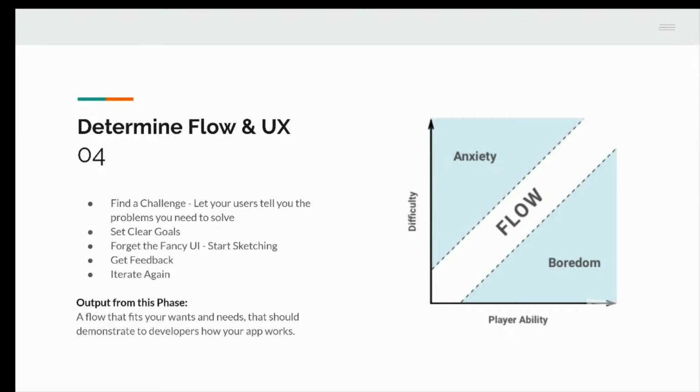After you use this feedback, iterate again, do it again, fix what you were told you should fix, come up with maybe new ideas, and integrate them into your flow and user experience, and again get feedback, and so on and so forth until you and your team are comfortable with the feedback that you're getting. At the end of this phase, you should find a flow that fits your wants and needs, and that should demonstrate to the developers how your app works.